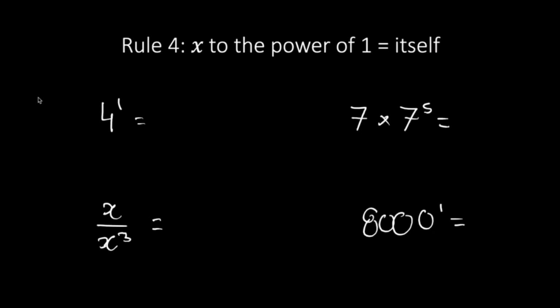Easy. Rule number 4, x to the power of 1 is itself. So any number to the power of 1 is itself. It's really that simple. Okay, so 4 to the power of 1 is 4.